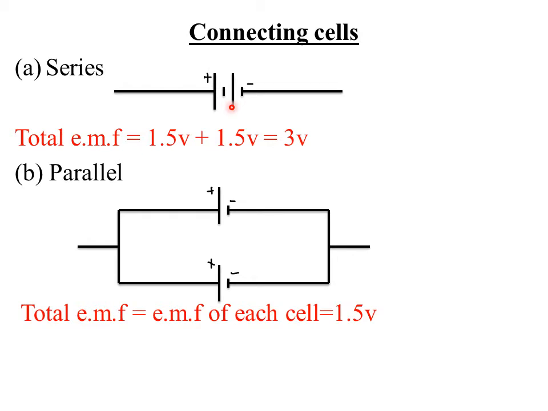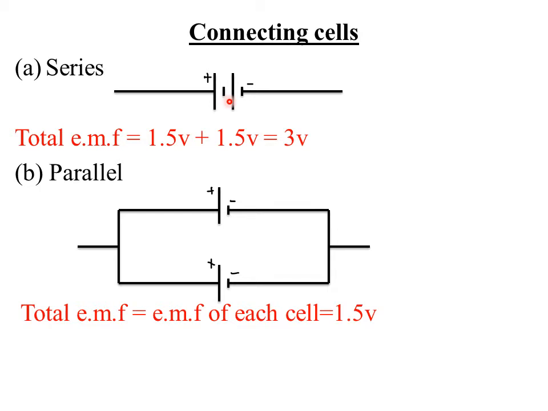When cells are connected in series, connecting cells in series increases the electromotive force, or the EMF, and the current in the circuit, that is the rate of flow of charge, is higher. So when cells are connected in series, the electromotive force increases, and the current in the circuit, the rate of flow of charge, becomes higher.